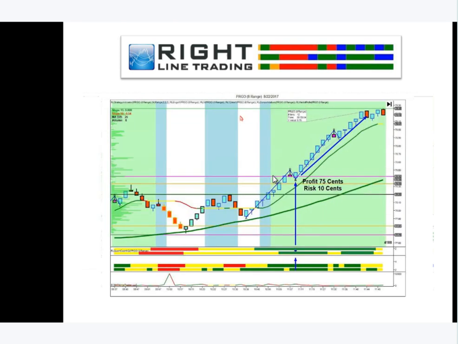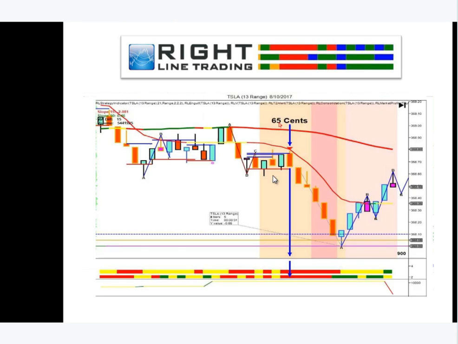Here's Perrigo. It's a generic pharmaceutical company. Notice the background bias is green. You're trading off the support of the value area high. Up you go for 75 cents on 10 cents of risk. Here's Tesla, down 65 cents on 15 cents of risk. These are all trading in the direction of the cash internals of the NASDAQ.